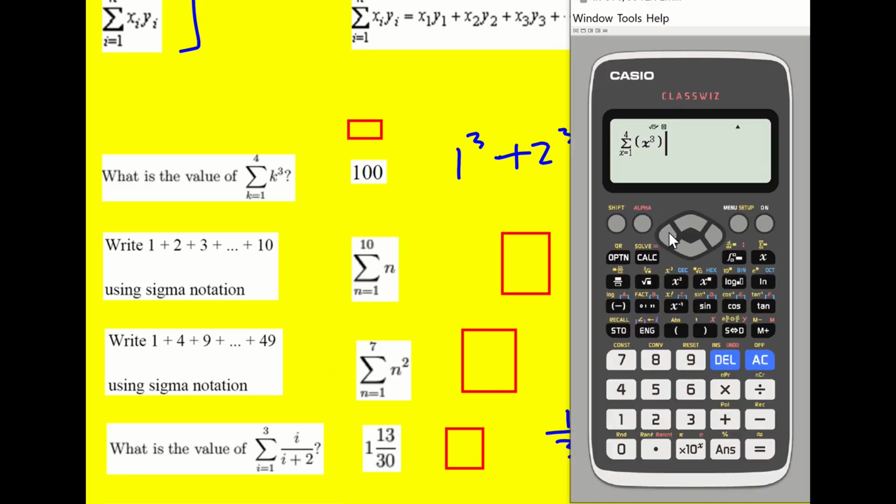You could also just use summation notation here on your calculator. So I'm going to use the fraction button, x over x plus 2. Just need to change the top one to a 3. Okay, there we go. And we get that. You can change it to a mixed number by doing Shift SD. Brilliant.